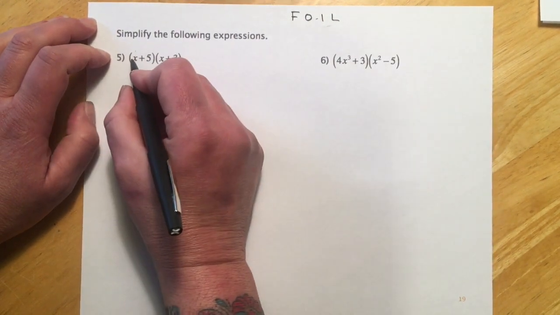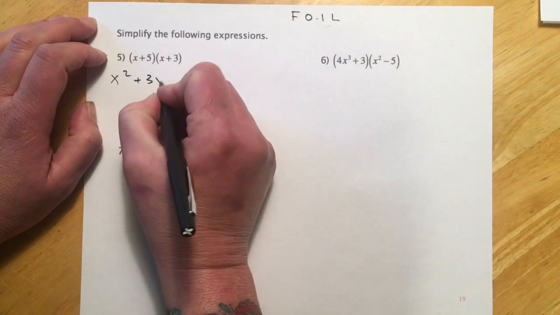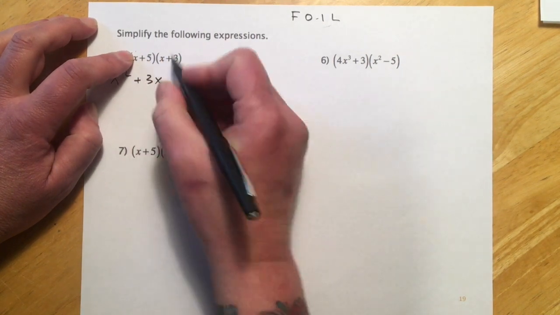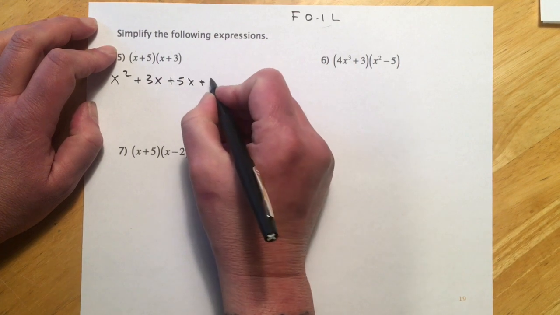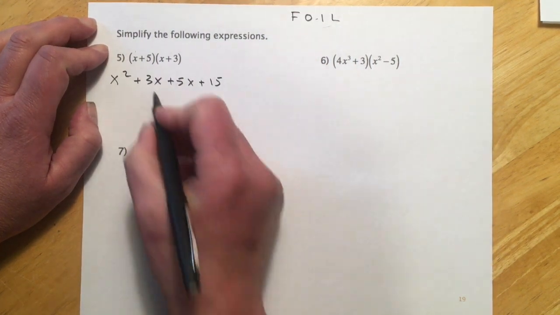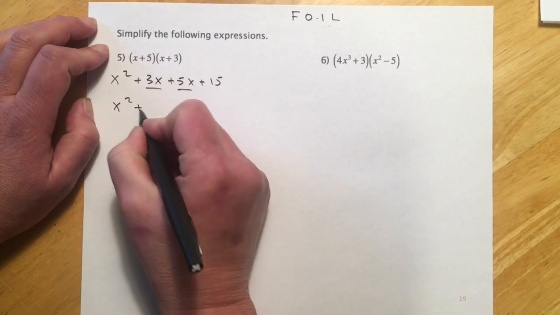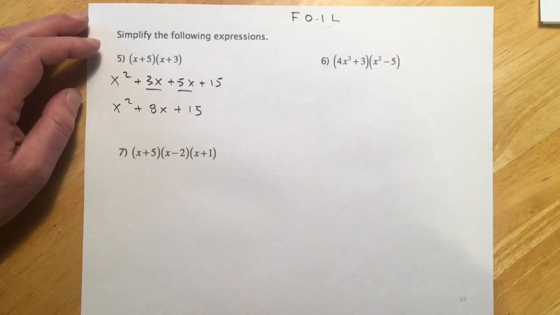So we'll go x times x for x squared, x times 3 for 3x. And then same thing with the 5. So 5 times x will give us 5x, and then 5 times 3 will give us 15. And the only thing left to do then is just collect our like terms. So x squared plus 8x plus 15.